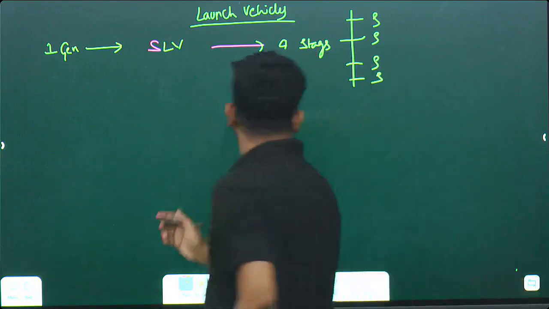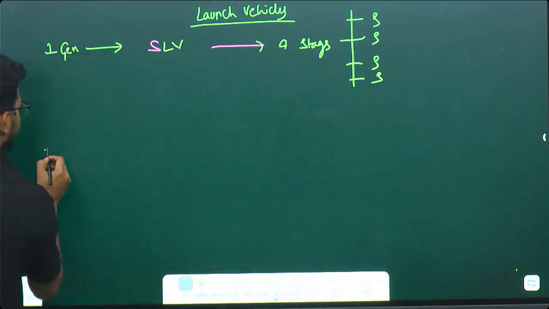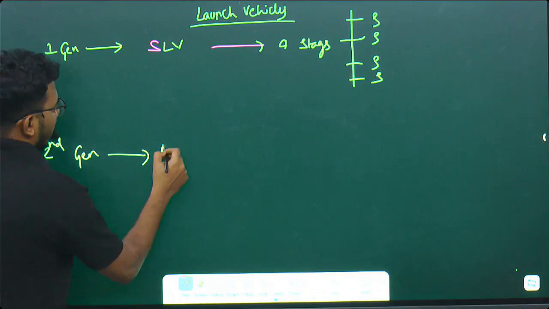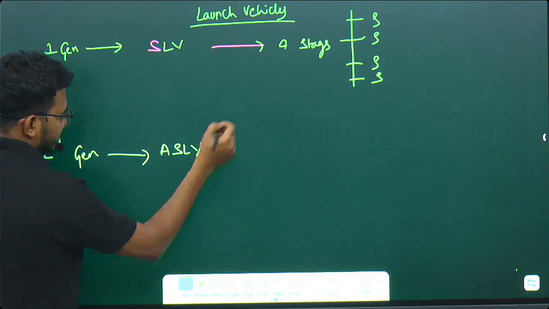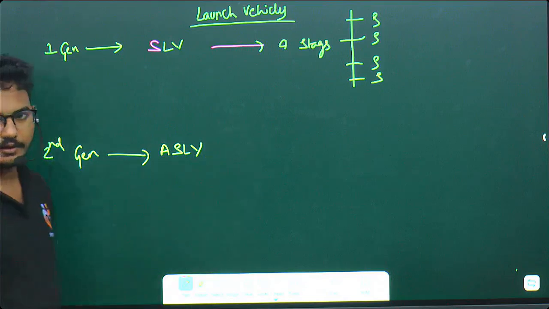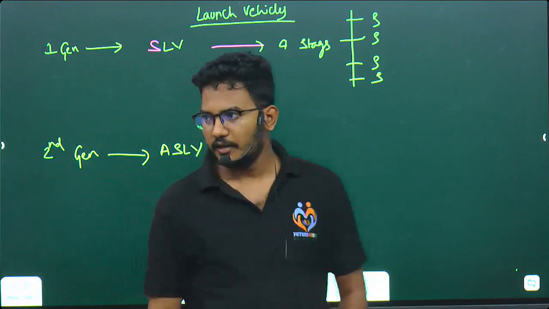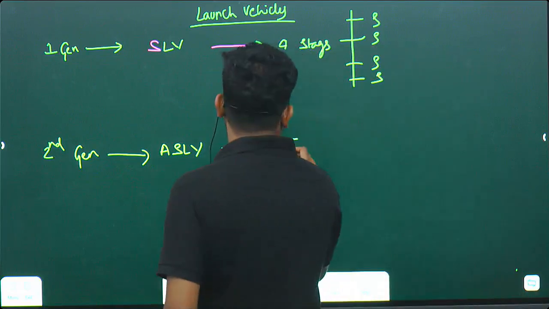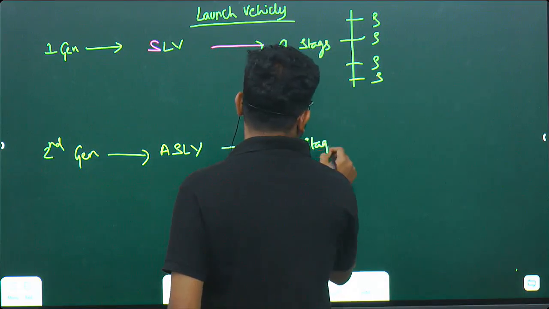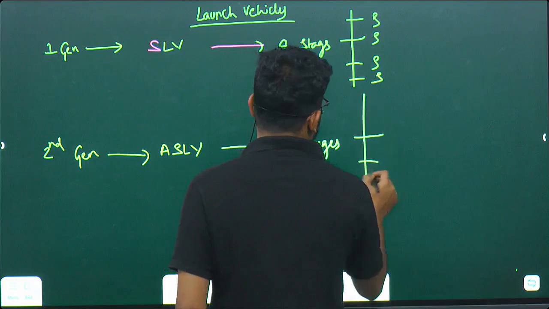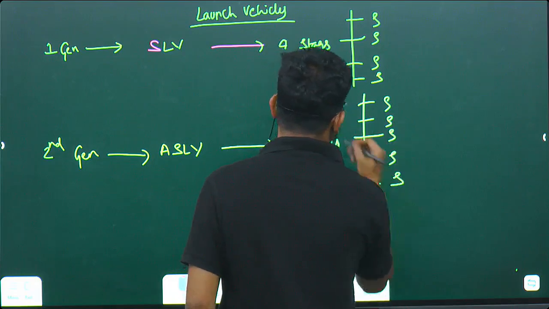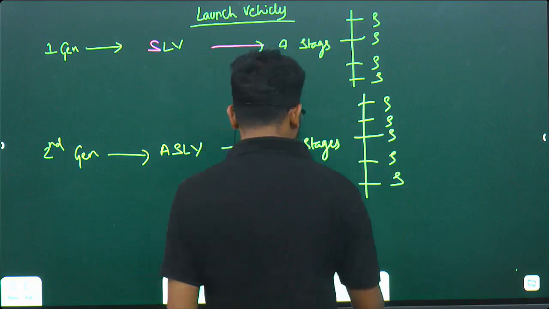Next, second generation, the augmented satellite launching vehicle. Repeat after me: augmented. It has five stages. All the five stages are solid, solid, solid, solid.